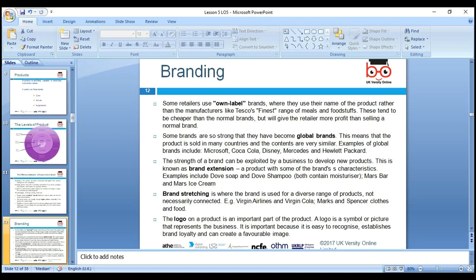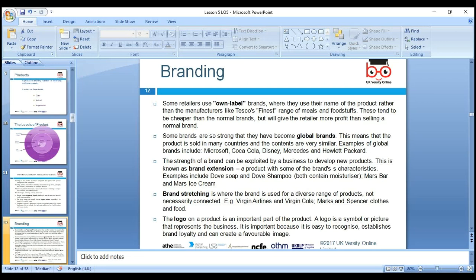Some brands are so strong they have become global brands, like Unilever brands, think about Pringles, Juliet, and these are global brands. This means that the product is sold in so many countries. So think about Coca-Cola, Microsoft, Disney, Mercedes.